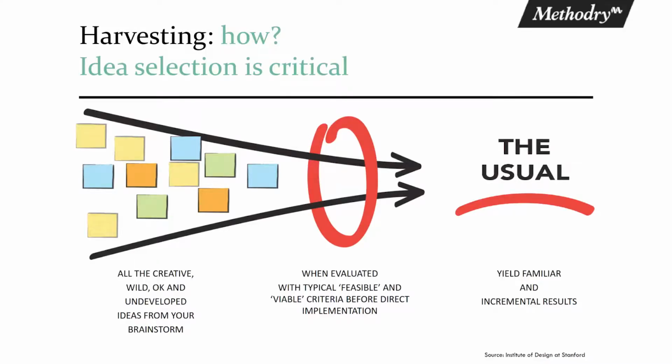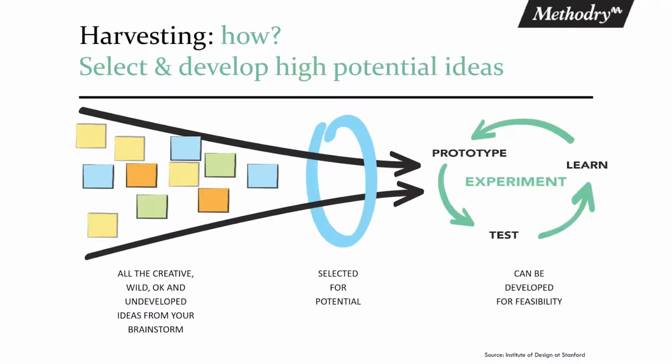Sometimes what we do is we make a mistake. We take all of the creative and wild and okay and undeveloped or underdeveloped ideas from our brainstorm, and we look at them from a feasibility and viability perspective. We jump too quickly to, can we build it and can we make money out of it? And what happens then is we end up with the usual. We have familiar results, we have incremental results. There are no real game changers in there. So what we want to do instead is we want to select them for potential. We want to look at these ideas and go, this is not about can we do it, it's about if we did it, would it matter?